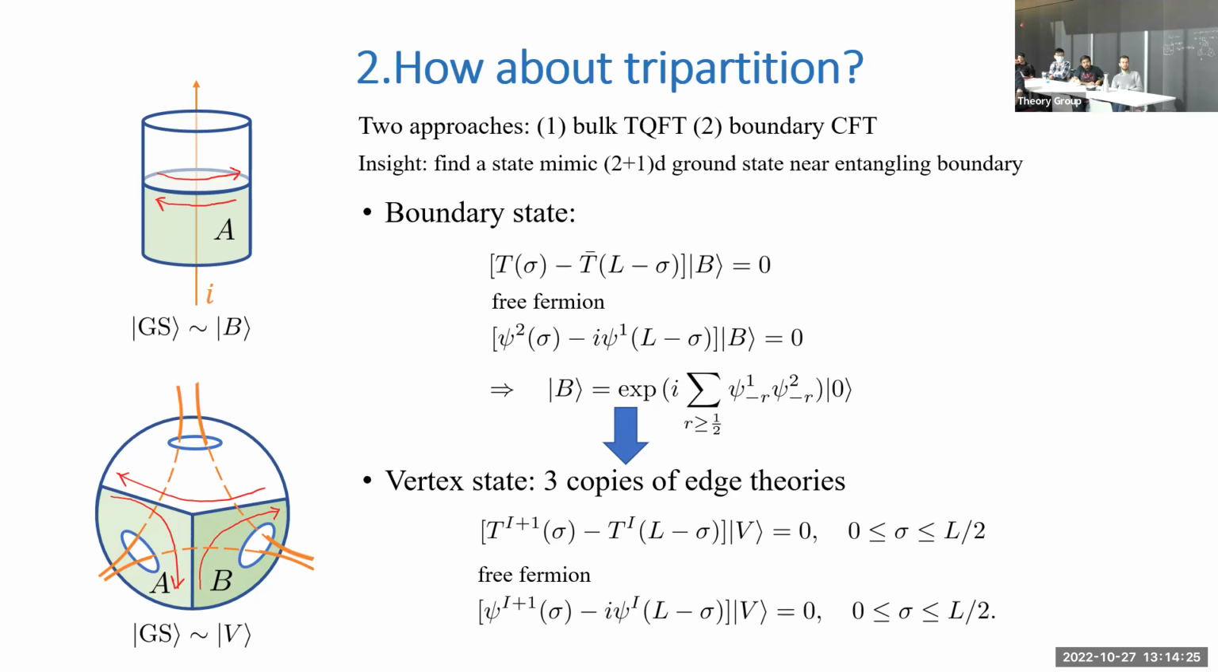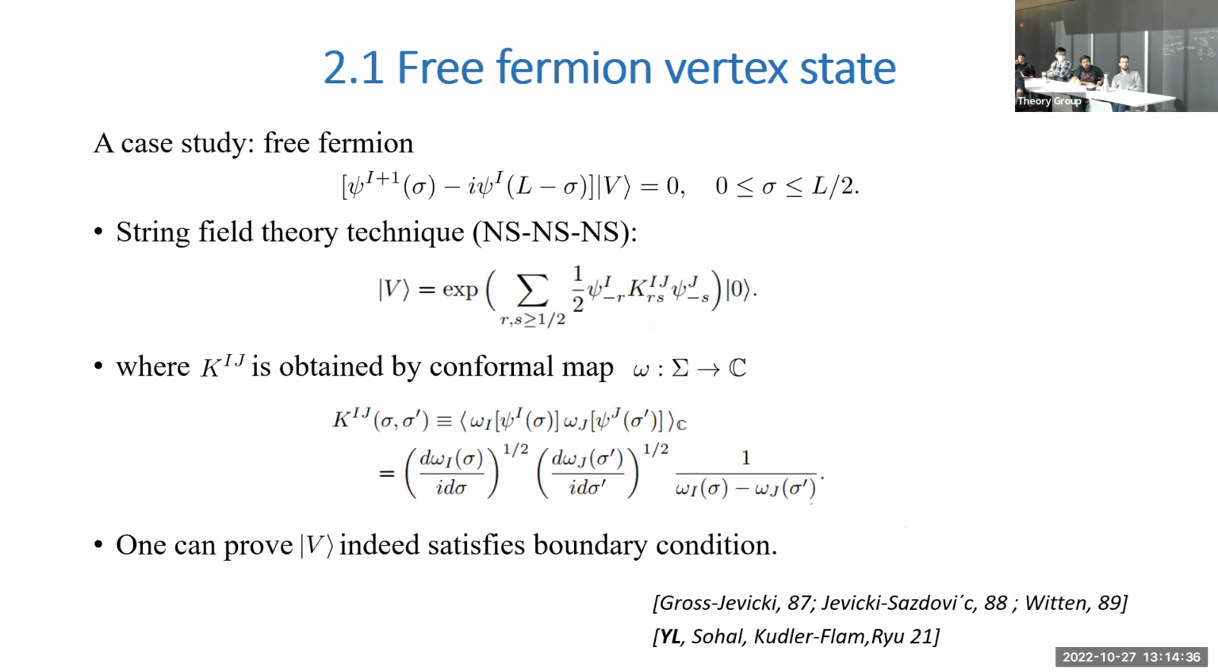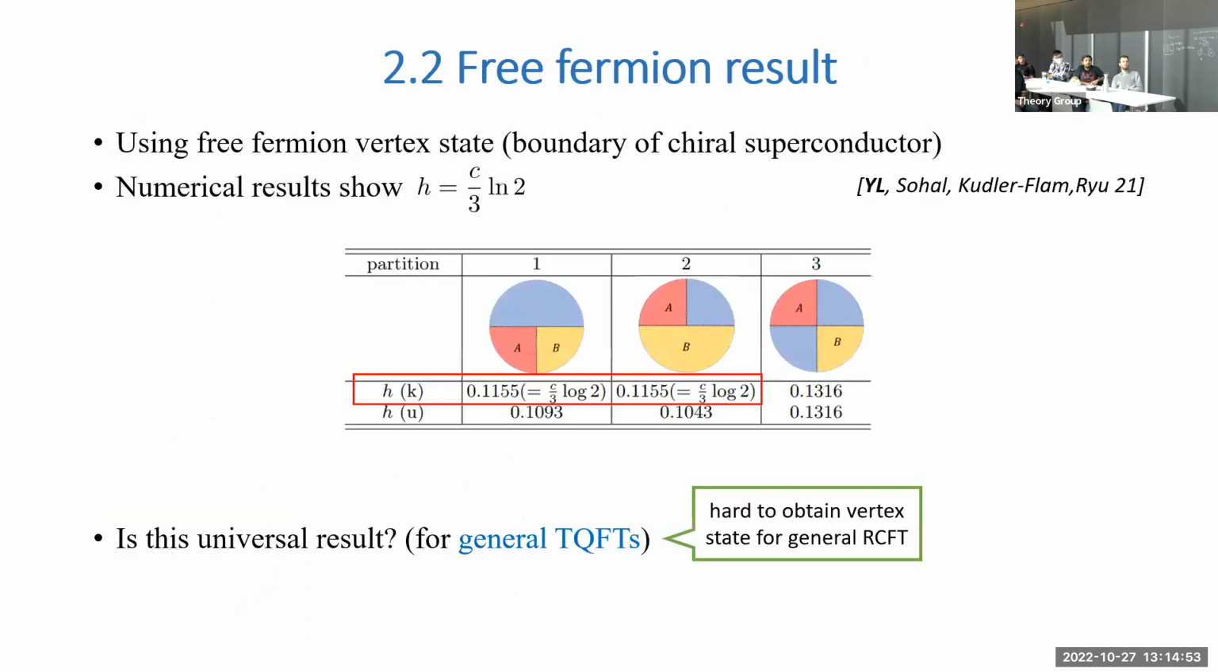And for the simpler case, for the free fermion, we can write a boundary condition in terms of the free fermion degrees of freedom. So the free fermion case is kind of simple because we can actually find a solution for this vertex space by using some technique from string field theory. So we find a solution and we can prove that it satisfies the boundary condition.